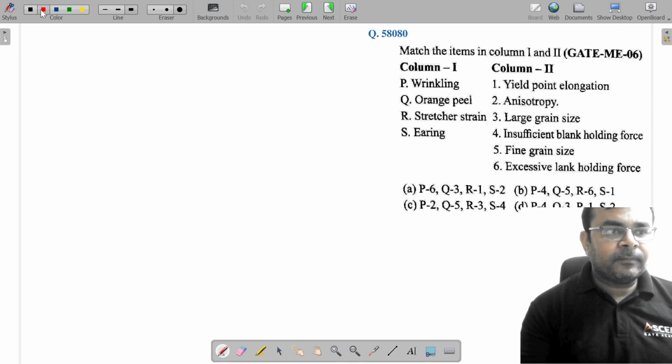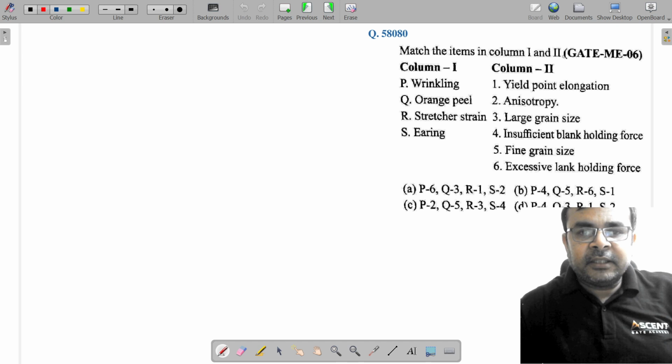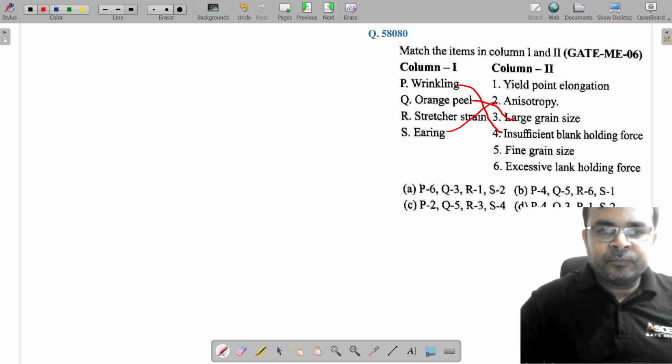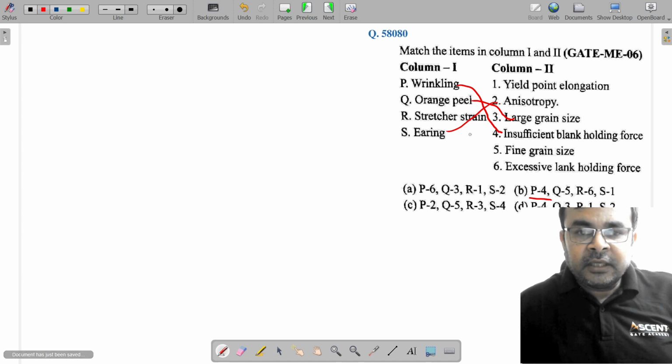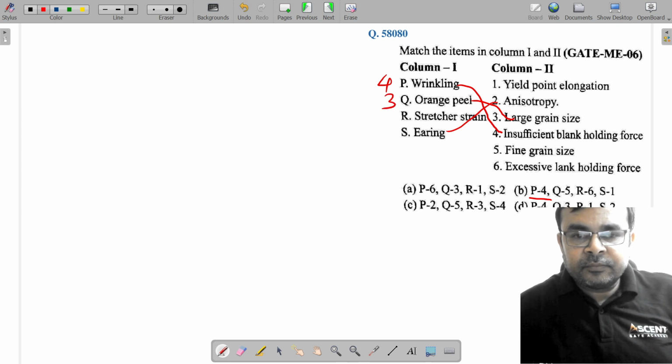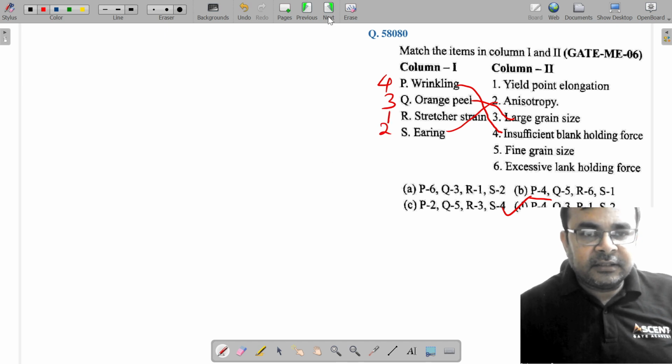So what about this question? Match the items in column 1 and 2. Wrinkling defect: insufficient blank holding force. Orange peel defect: planar large grain size. Stretcher strain, earing defects: planar anisotropy. So you can see for P we have the fourth option, and for Q we have option 3. Yes, so option D is the right answer.